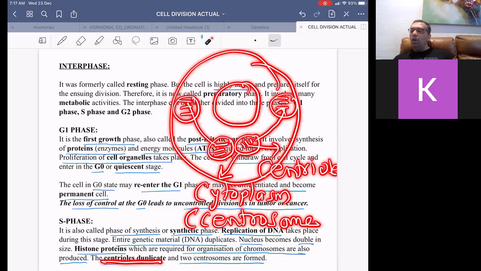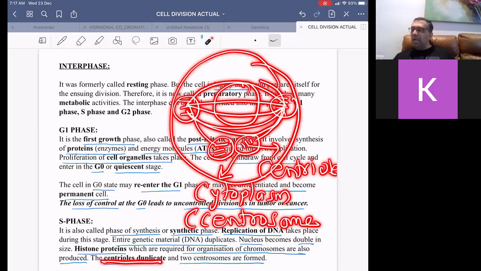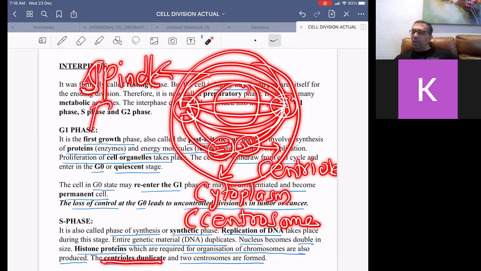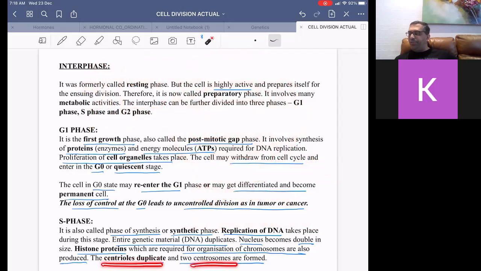In the future, between the centrioles start getting arranged spindle fibers. Spindle fibers कहां से कहां बनते हैं? From one centriole to another centriole, spindle fibers are arranged. So spindle fibers are arranged from centriole to centriole. So when does centriole duplicate? Centriole duplicates during the S phase.